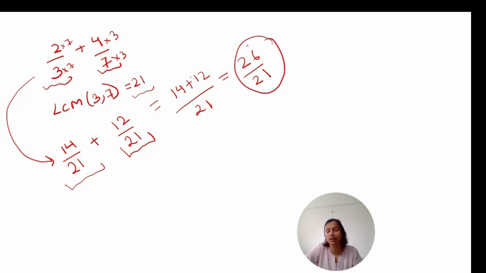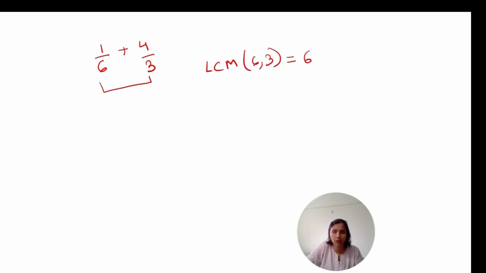So this is the final answer. Now let's take one more example. 1 by 6 plus 4 by 3. Again, the denominators are not same. So I will take the LCM of the denominators, which is equal to 6. Now I will transform these fractions to the fraction with the denominator 6.